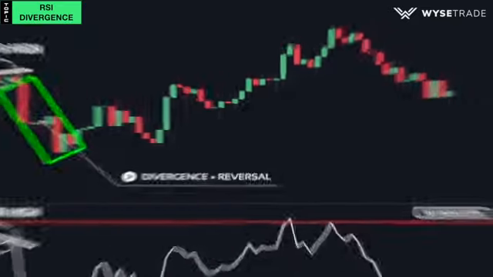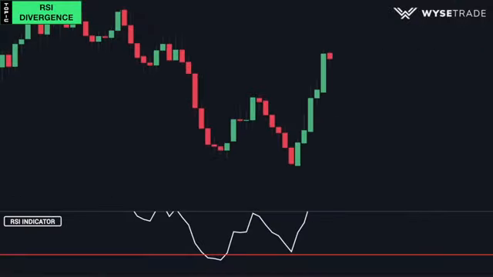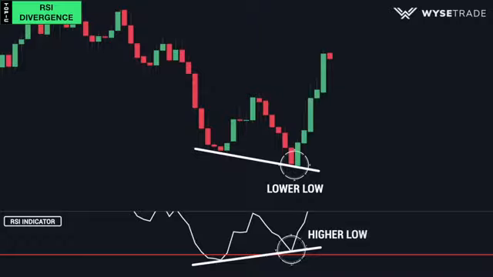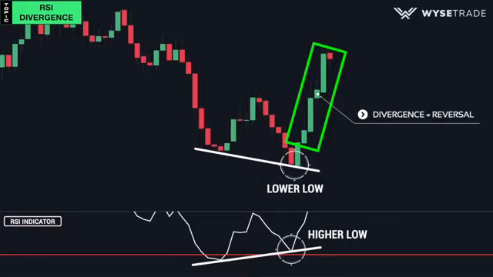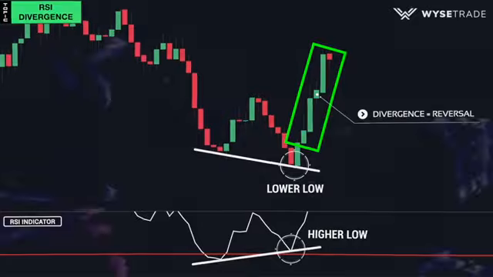So going in the opposite direction. In this downtrend, price made a lower low, whereas the RSI made a higher low, which created a divergence and resulted in a reversal of price.